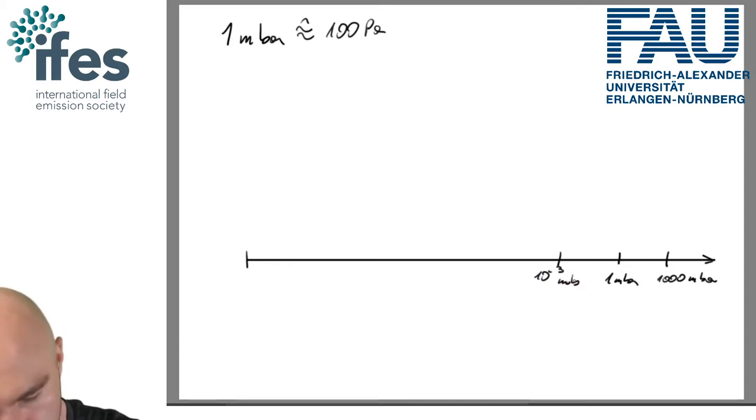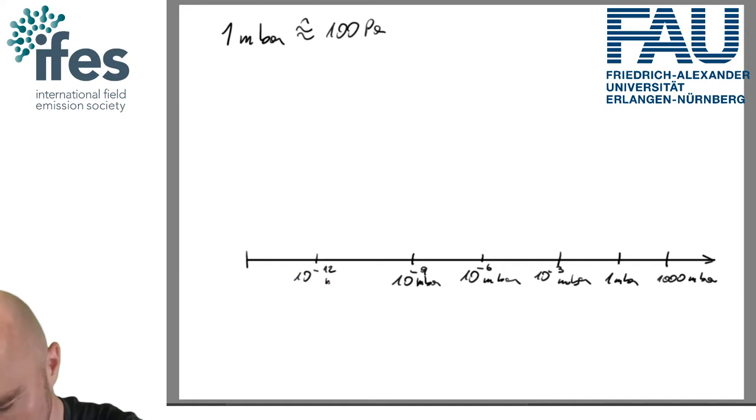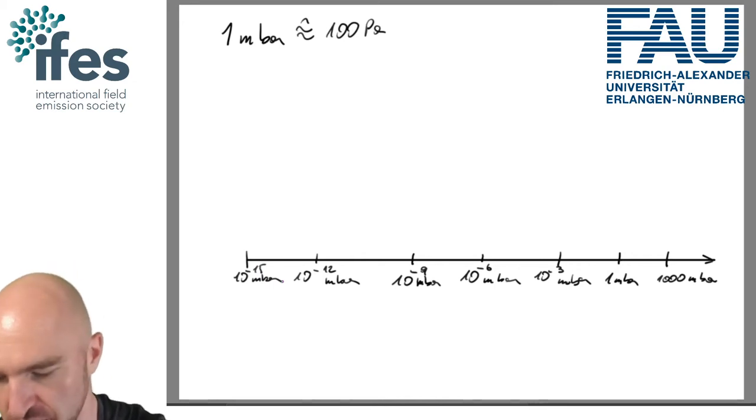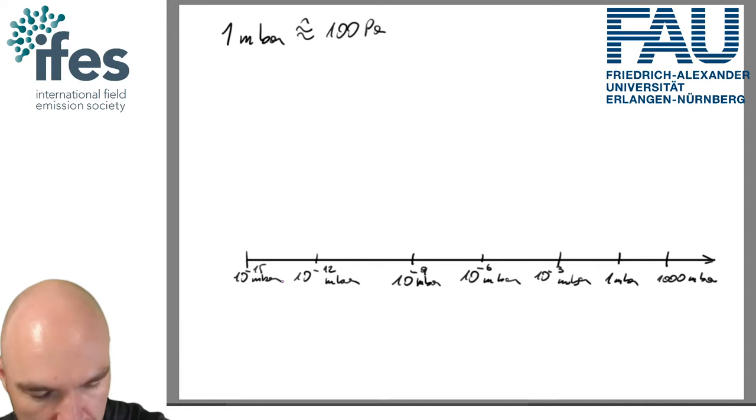10^-3 millibar, 10^-6 millibar, 10^-9 millibars, and then we'll be at 10^-12 millibars, and the end of our scale would be about 10^-15 millibars. And you might think now, okay, who reaches that? People that build atomic clocks and things like that actually reach vacuum levels to that extent, and they actually need them.